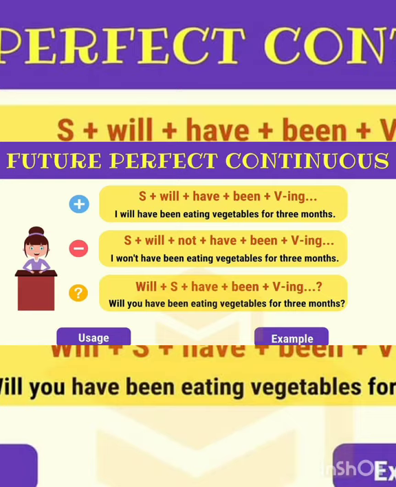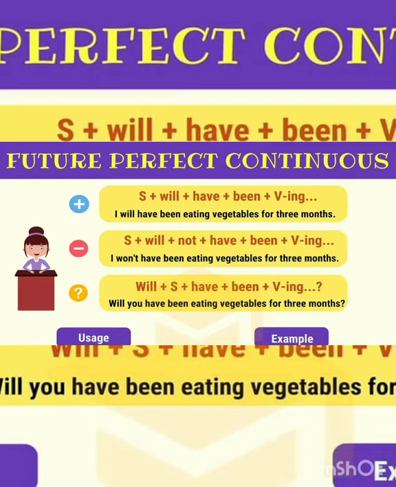The formula is subject plus will plus have, and then comes been, and then comes verb 1, and we should add ing to the verb 1. Example, I will have been eating vegetables for 3 months. Here I is a subject, will is modal auxiliary, have been comes next, and eat is verb 1, and ing is added to the eat. So it is symbolizing the continuing action in the future time.